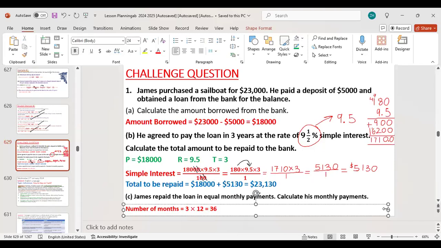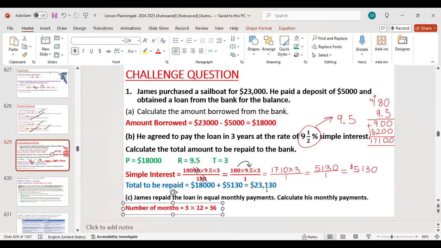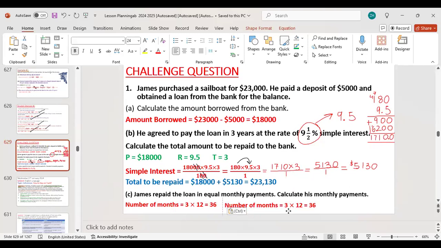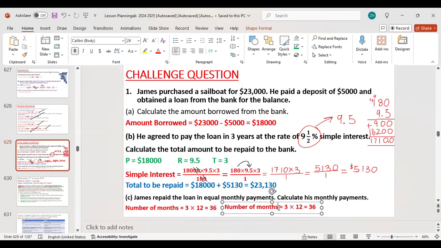Now we need to figure out how much he has to pay every month. So we know that he has to pay 23,130. We have to take that amount and divide it by 36. So monthly payments. It's going to be.